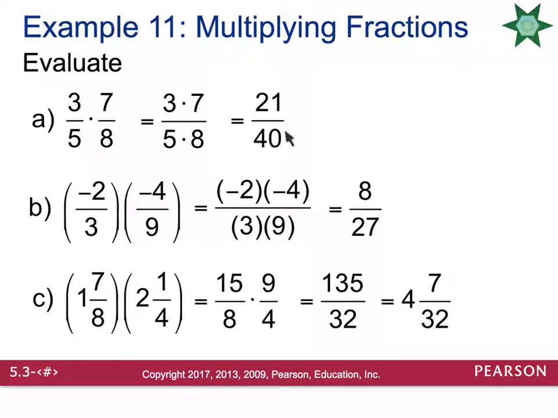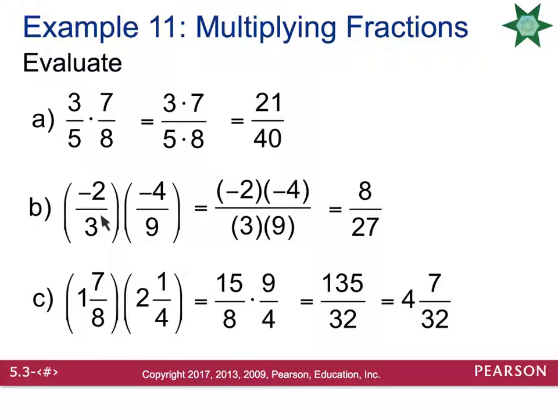Now, when you multiply fractions, you have to make sure that you reduce your fraction. In other words, it should be in simplest form. So we might have to find a greatest common divisor or greatest common factor that goes into both of these. Now, in this case, we don't have to worry about it, but here we might.